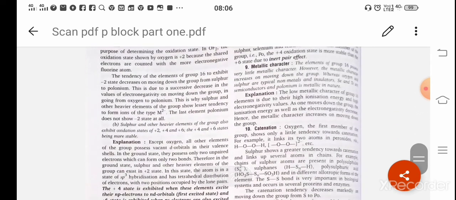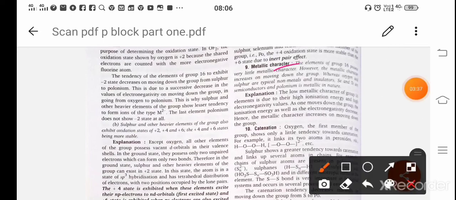Now coming to the next, metallic character. Metallic character increases down the group due to increase in size. So as we move down from oxygen and sulfur, which are non-metals, selenium and tellurium are semiconductors, and polonium becomes metallic in character.